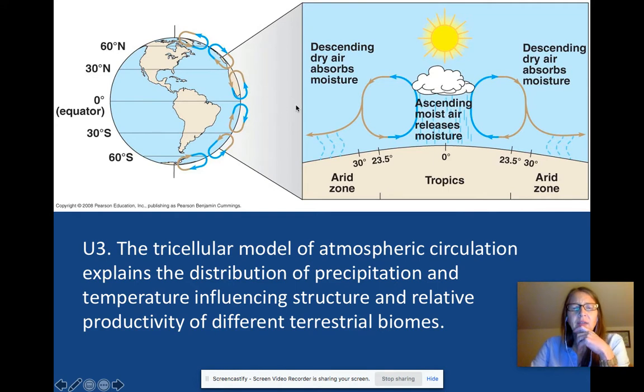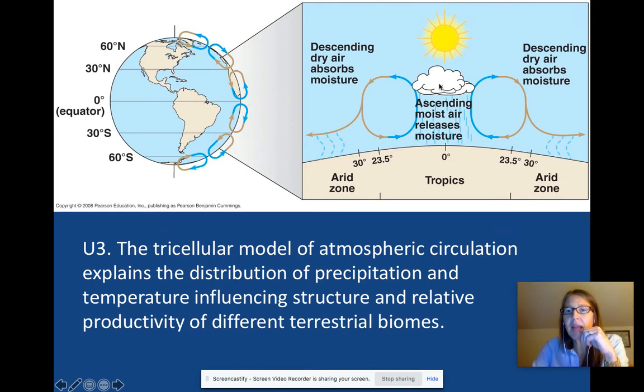If I take you to this first cell, this one's called the Hadley cell. The most direct rays of the sun are hitting the equator here, and that's going to warm up the equator. Any of the water along the equator is going to warm up too, and that is going to then rise. So here in the tropics, the intense rays of sunlight cause the air, which is nice moist air, to rise higher up in the atmosphere.